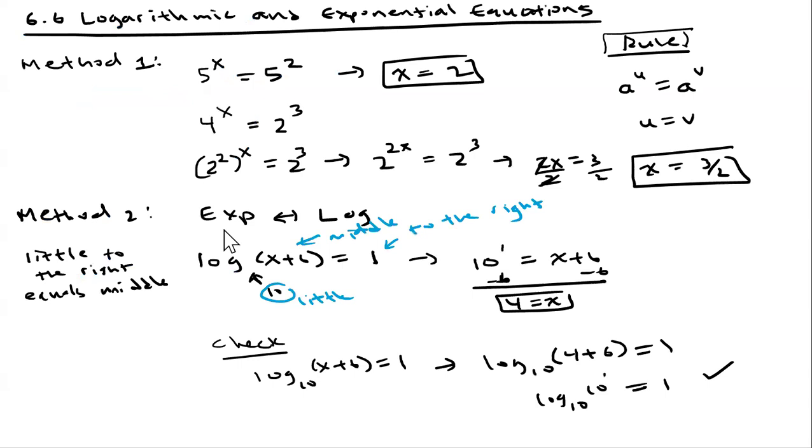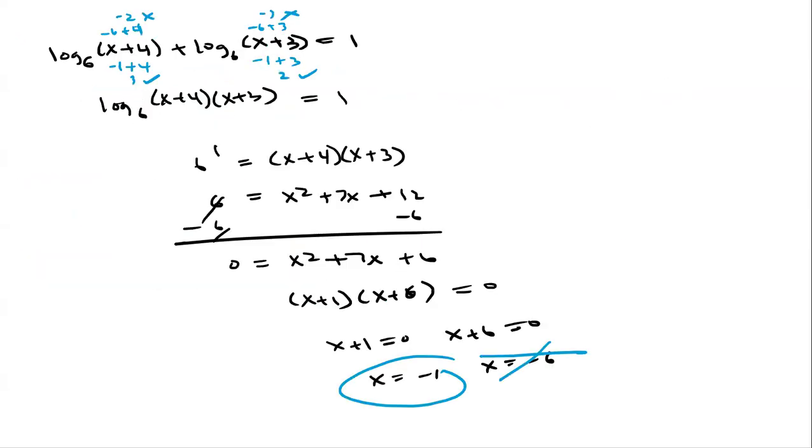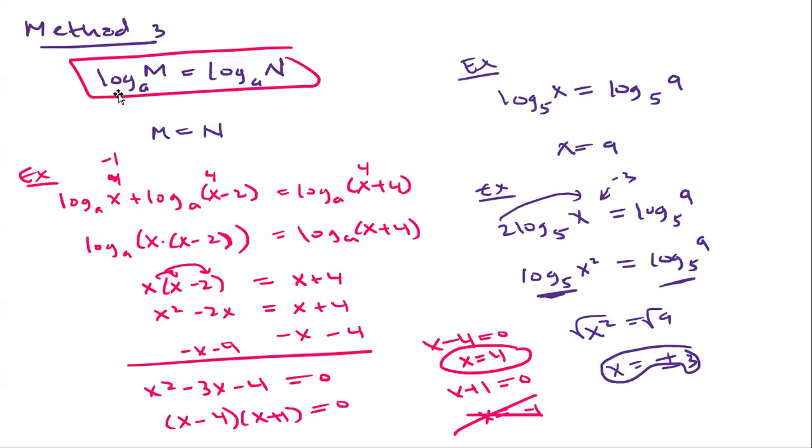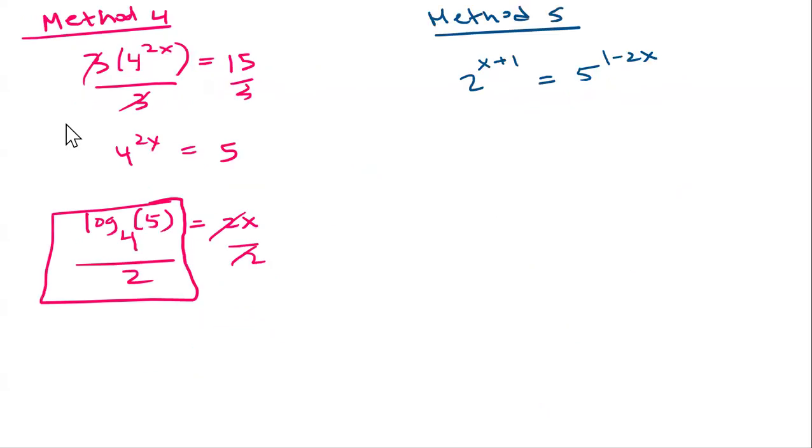Okay, method 2 was, hey, let me go back to method 2 in a second here. Let's go to method 3. If I can find it. Here it is. All right. If the logs are the same, then we can equal the middles. And then method 4 was we can rewrite this exponential to a log function. So can we rewrite this from an exponential to a log function? It would be really difficult, right?